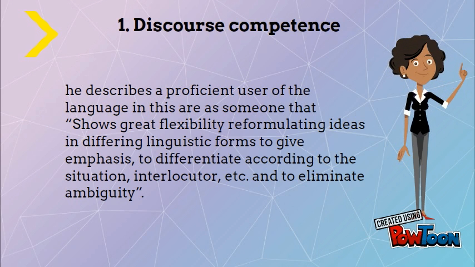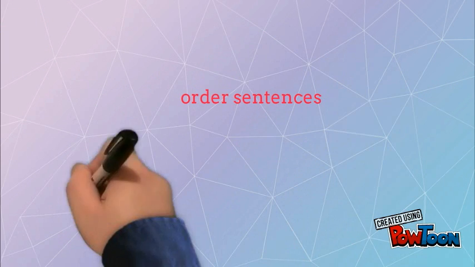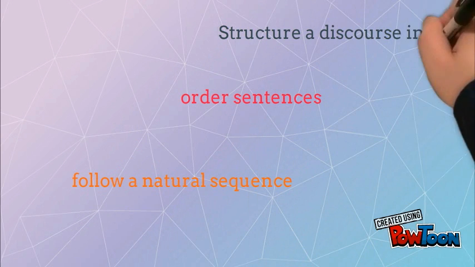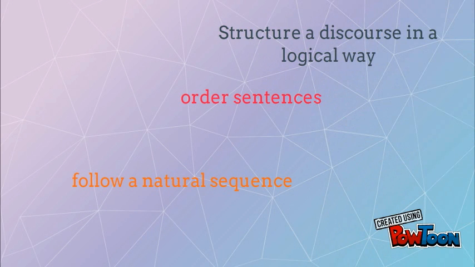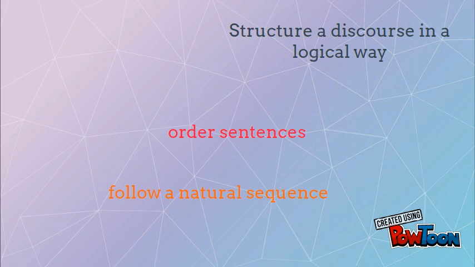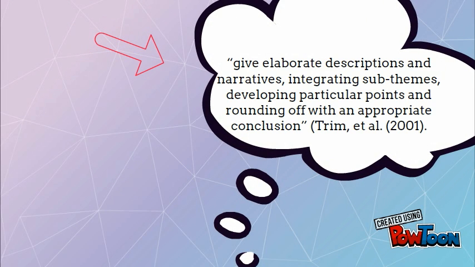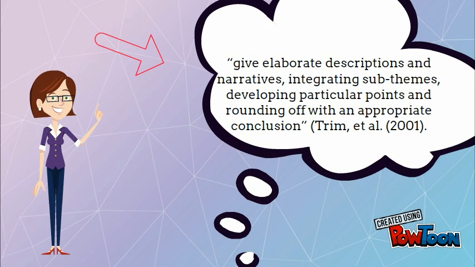to eliminate ambiguity. In the discourse competence, the speaker is able to order sentences according to the topic, following a natural sequence, and has the ability of structuring a discourse in a logical way, using coherence and cohesion, and put in practice the cooperative principle. In the thematic development, an English user has to be able to give elaborate descriptions and narratives, integrating sub-themes, developing particular points, and rounding off with an appropriate conclusion.